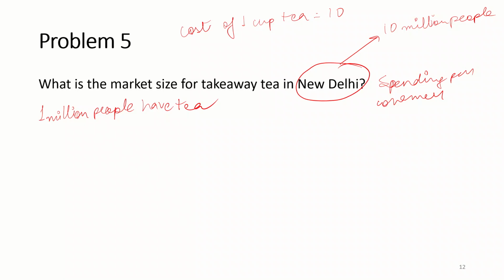So per day, how many cups? Maybe four is a good number. A tea shop may serve more than 500, 600 people, depending on the type of area, like nearby the market. So I'm assuming that each person has 4 cups a day on average.